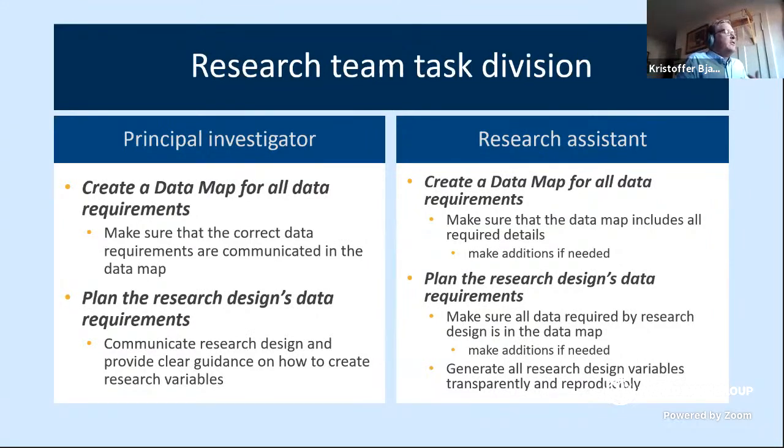But the research assistant is typically the one that creates the data map for all the requirements, and also has to report to the PI whenever they run into a situation not covered in the data map, asking how we would do this, and then update the data map to cover that context as well. The RA makes sure that all the data required by the research variables is indeed in the data map. The RA will spend much more time looking at these documents than the principal investigator does. The PI usually signs off, but it's up to the RA to report when something seems to be missing.